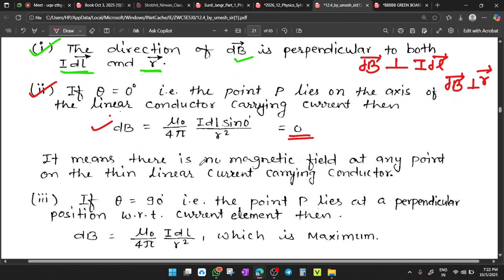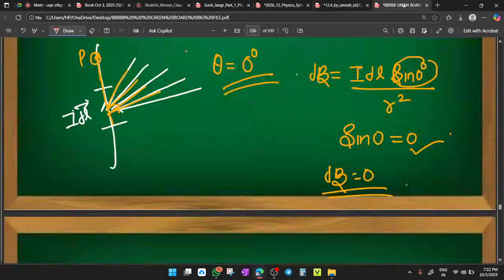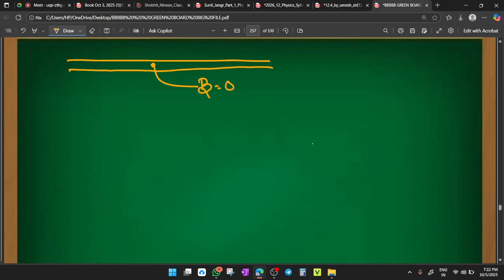So dB equals mu naught upon 4 pi Idl sin 0 upon r square, which equals 0. It means there is no magnetic field at any point on the thin linear current carrying conductor. If anyone asks what is the magnetic field inside a thin linear current carrying conductor, your answer should be equal to 0.